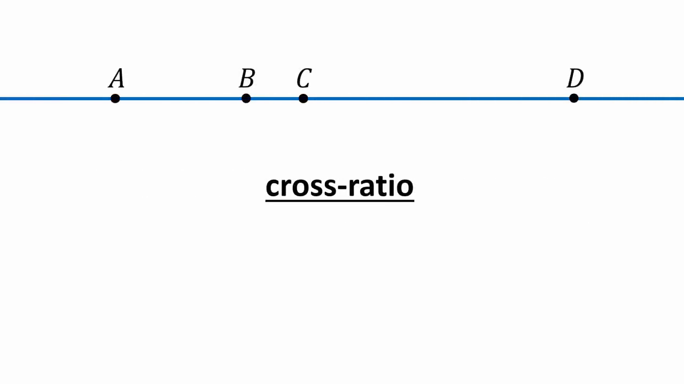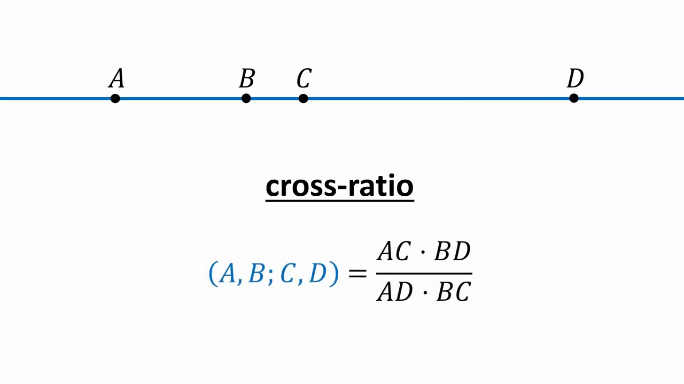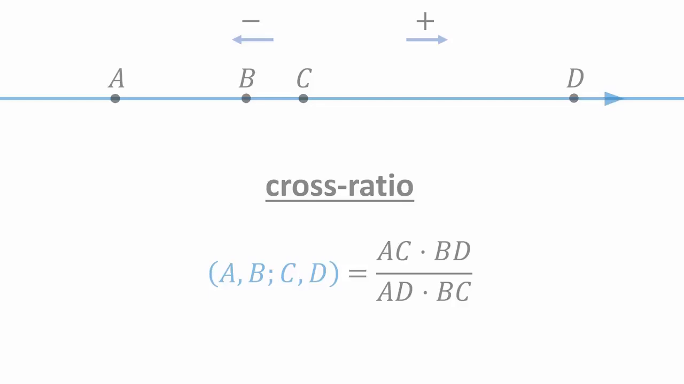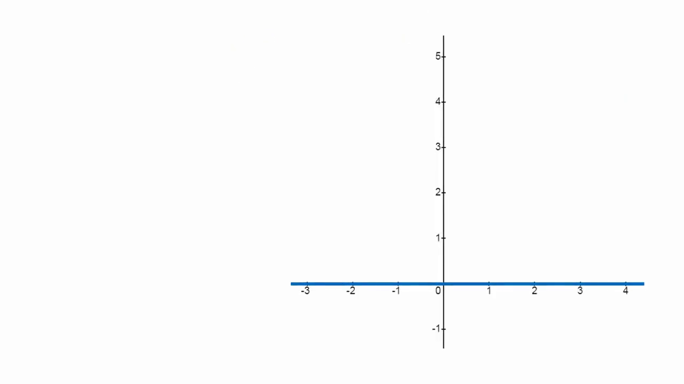Given 4 collinear points A, B, C, and D, their cross ratio is defined as the ratio AC times BD divided by AD times BC. Here, we're assuming that the line has an orientation, so that there's a positive direction and a negative direction. For example, suppose we look at these 4 collinear points, A at (0, 0), B at (-2, 0), C at (-1, 0), and D at (3, 0) in that order. We'll also assume that the rightward direction is considered positive.